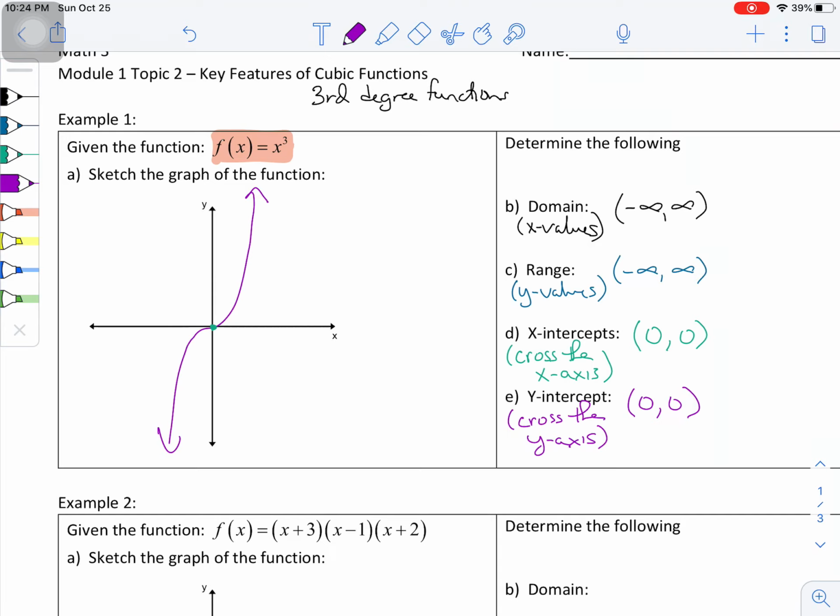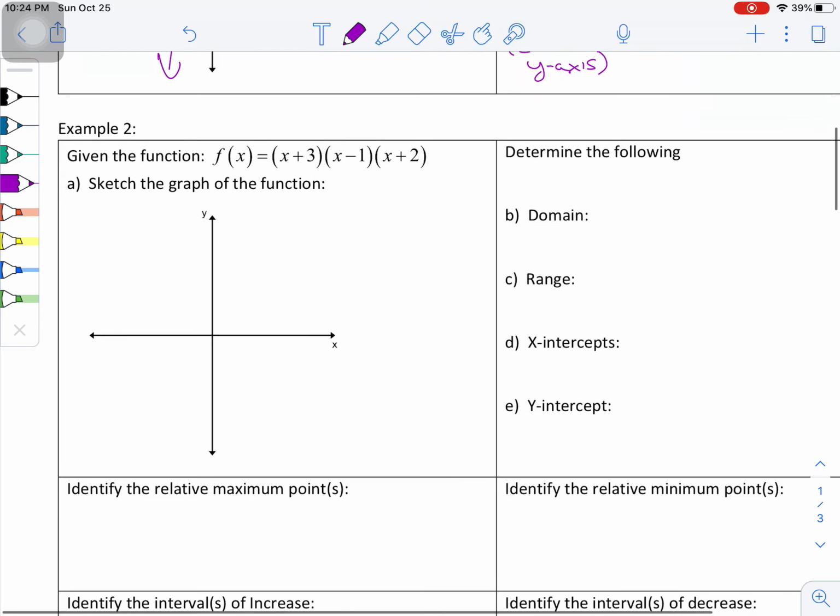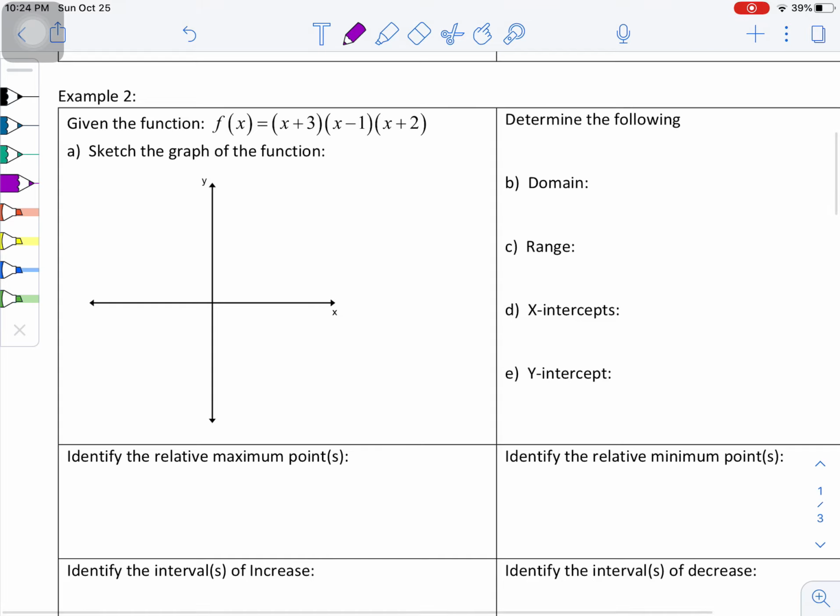Now we can change it. We can stretch it. We can turn it. We can twist it. We can do all kinds of things to it. And that's actually what we're going to get into in the next couple of examples. So if we look at example number 2, initially you might look at this and say, wait a minute, that's not a cubic function because there's nothing in there that says x cubed.